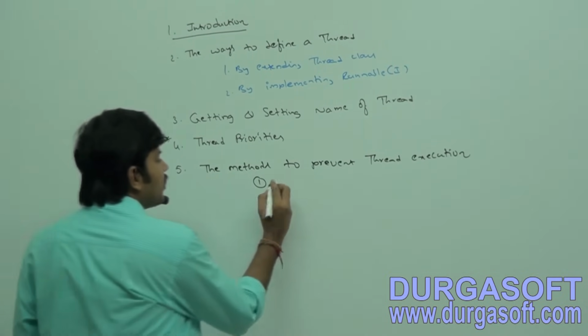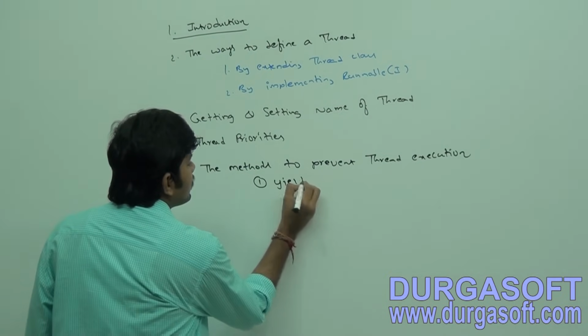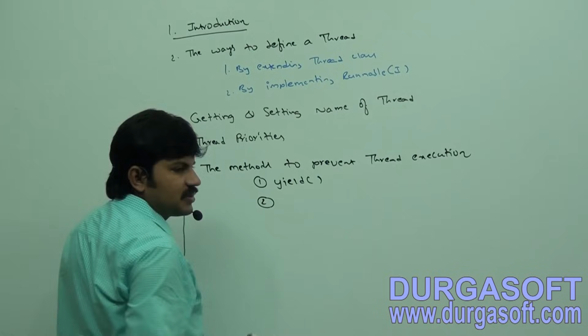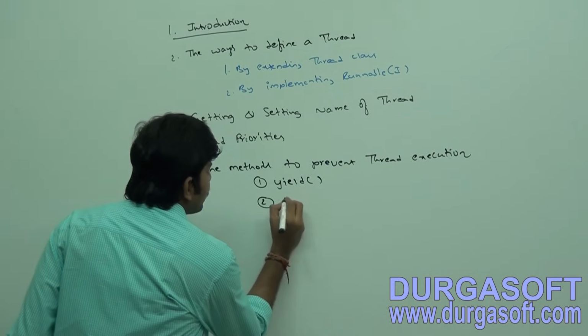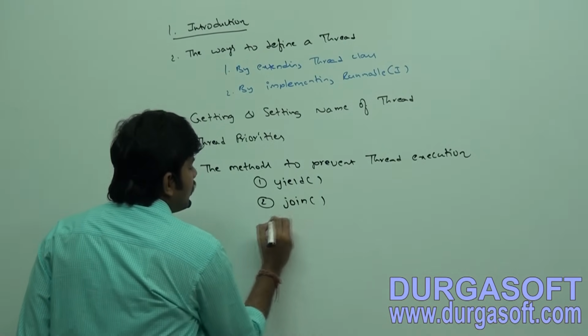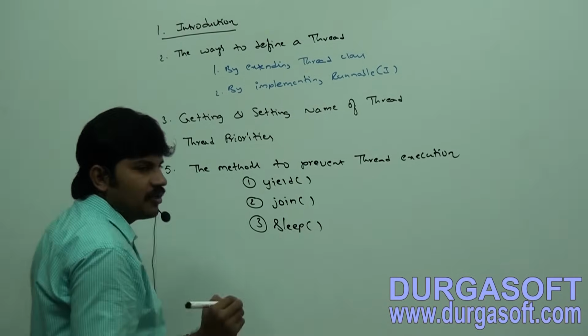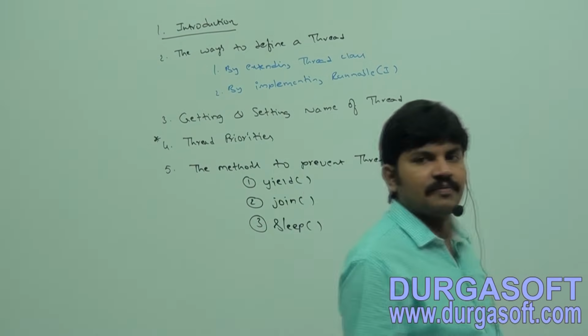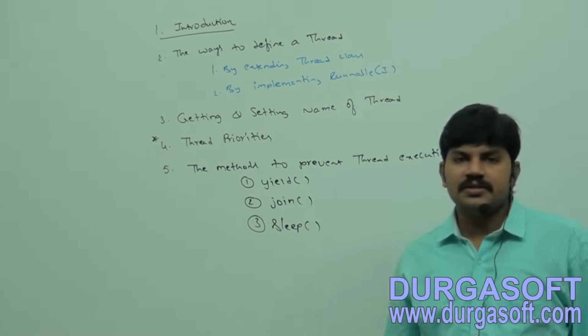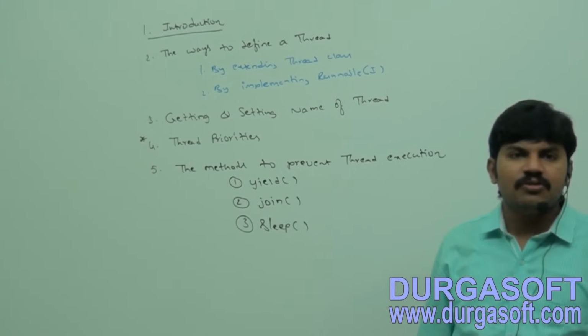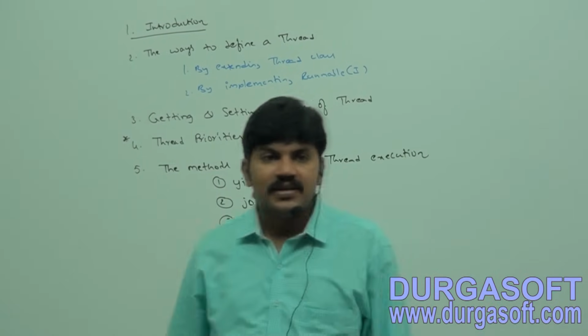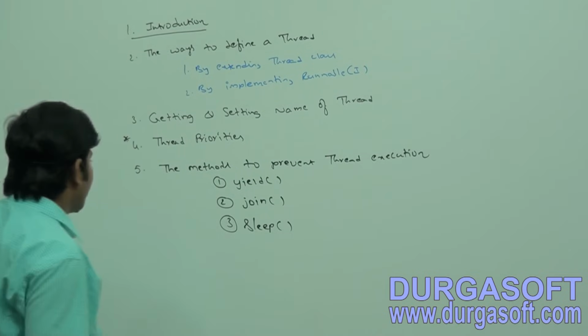Okay, the first method, the yield method. The second one, the join method. The third one, the sleep method. Yield method, join method, sleep method. Among these three methods, one method you can very easily understand. Which method? The sleep method, because it's our favorite method anyway, right?